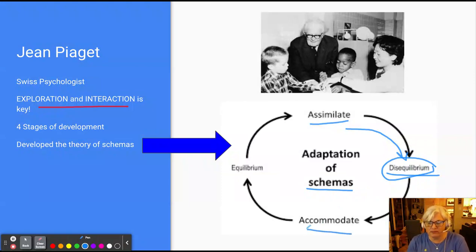They have to accommodate this new material, and they can do this in two ways. They can either expand their schema, making it larger, or create new schemas. Once they do that, they're back into equilibrium. They now have assimilated the knowledge, and that is Jean Piaget's idea of how children learn.